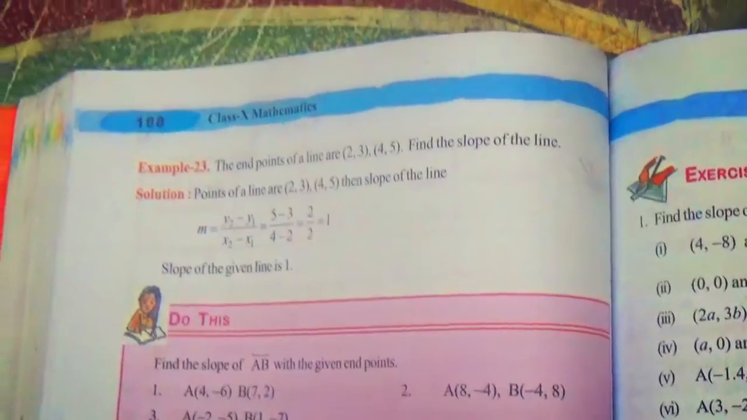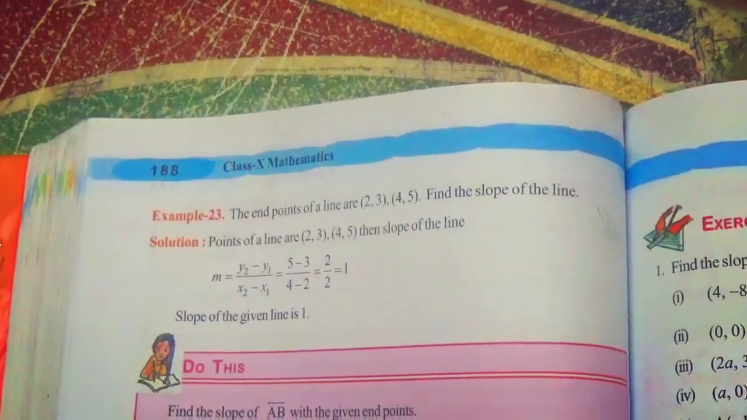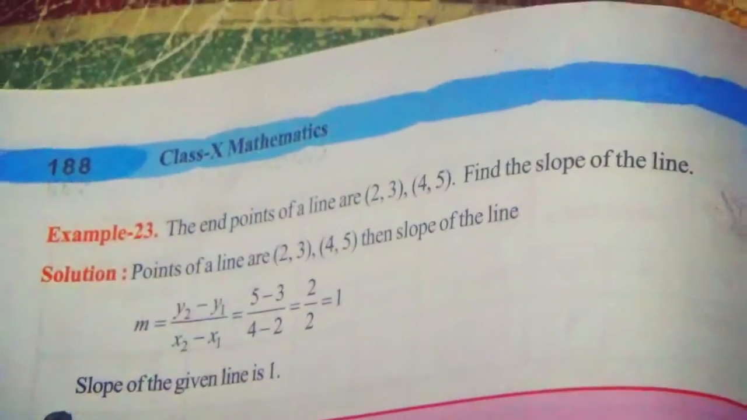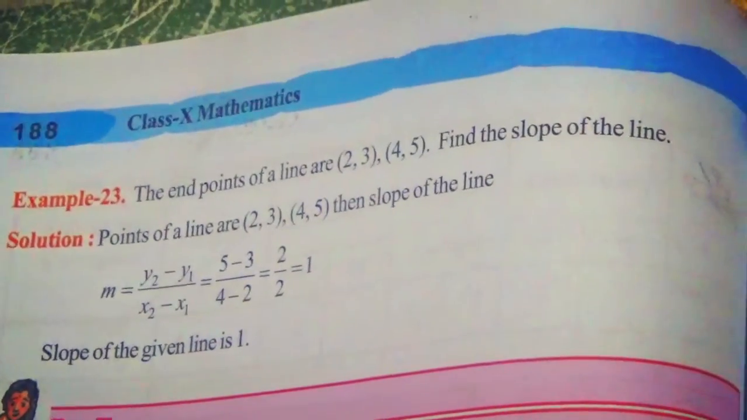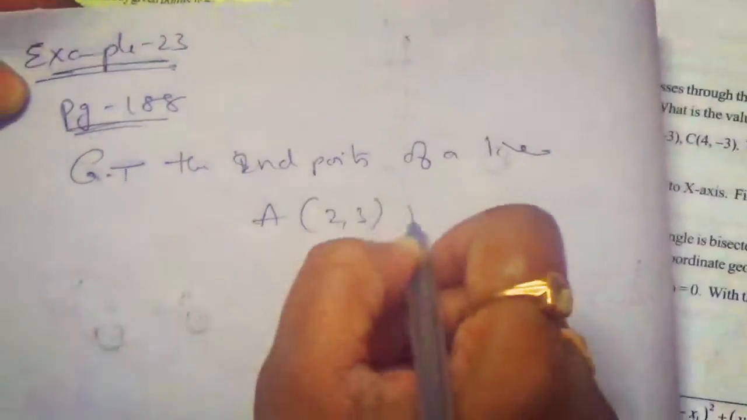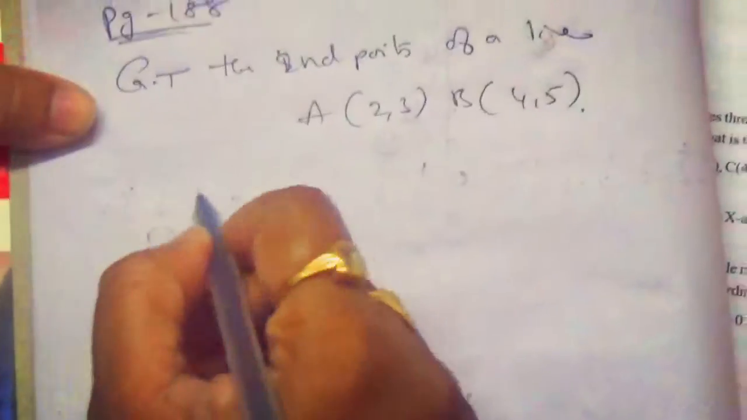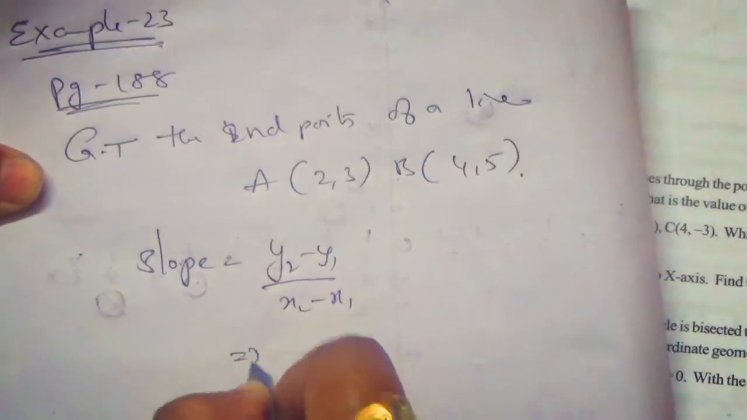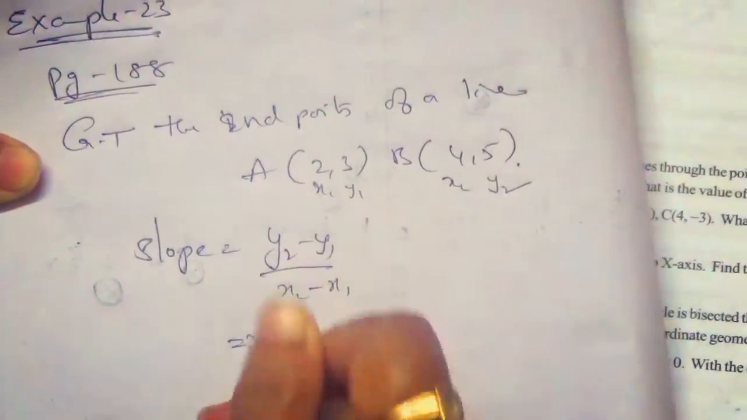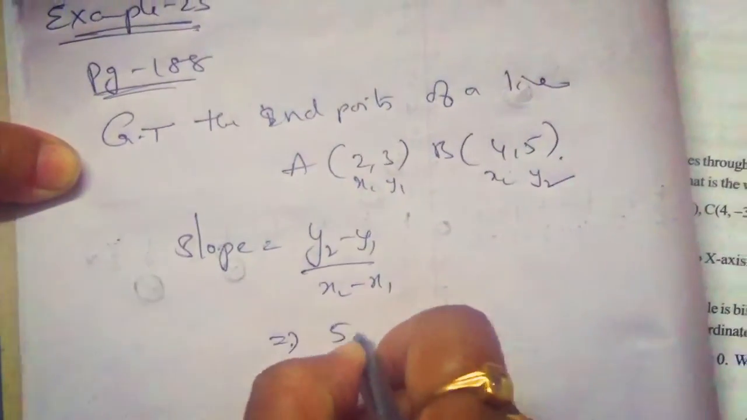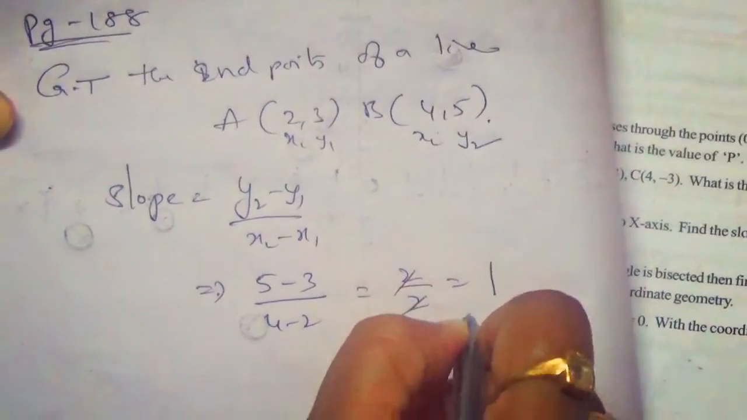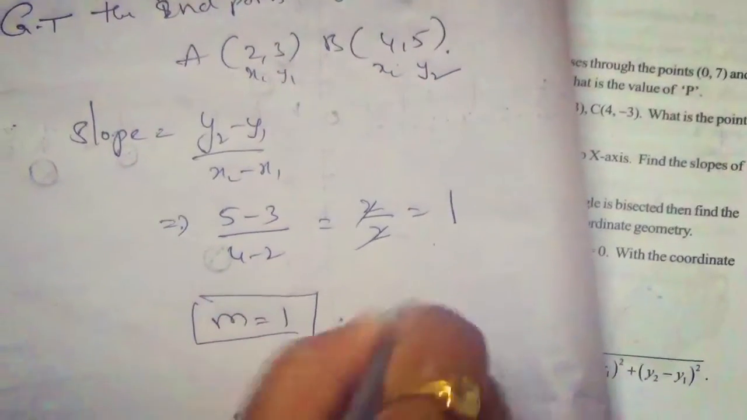Example 23 in page number 188. Given that the end points of a line are A is equal to (2, 3), B is equal to (4, 5). Slope of a line, slope is equal to y2 minus y1 by x2 minus x1. That implies x1 y1, x2 y2. So 5 minus 3 by 4 minus 2, that is equal to 2 by 2. When you cancel this, slope m is equal to 1. That's it. That is the final answer.